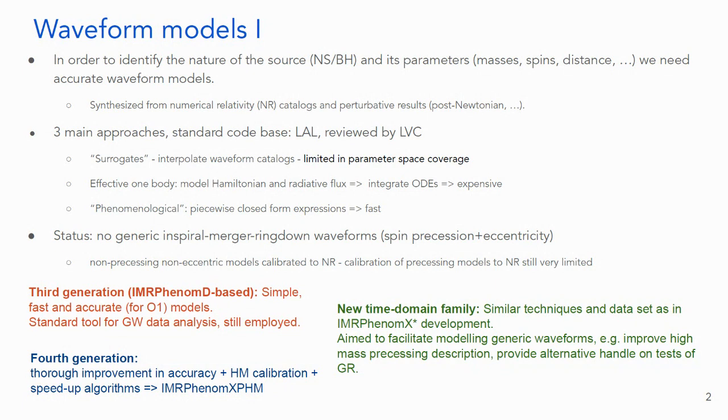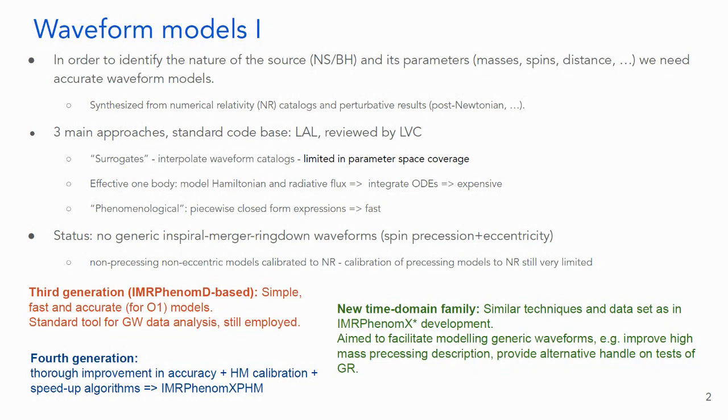First of all, we have the surrogate ones. We just interpolate numerical relativity waveform simulations. And they are very accurate because they are calibrated to NR, but as you know, they have a lot of limitations in the parameter space because numerical relativity simulations are really expensive. Secondly, we have the effective-one-body family, which models the Hamiltonian and the radiative flux, integrating ODEs. And this procedure, in terms of evaluation of the model, is very costly.